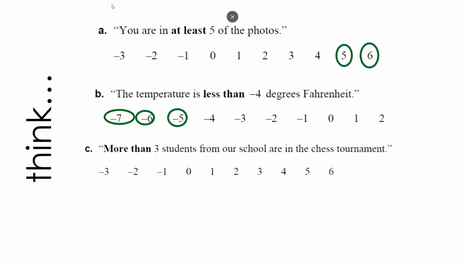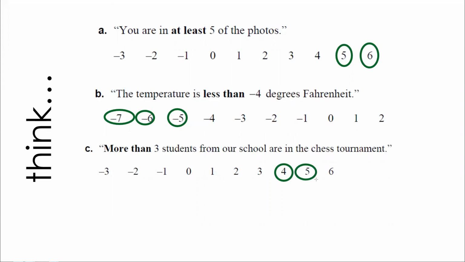Try that one by yourself. So think through it, figure out which ones you're going to be circling. Hopefully you're thinking it's more. So anything more than 3, more than does not include 3. So 4, 5, and 6 should have been circled.